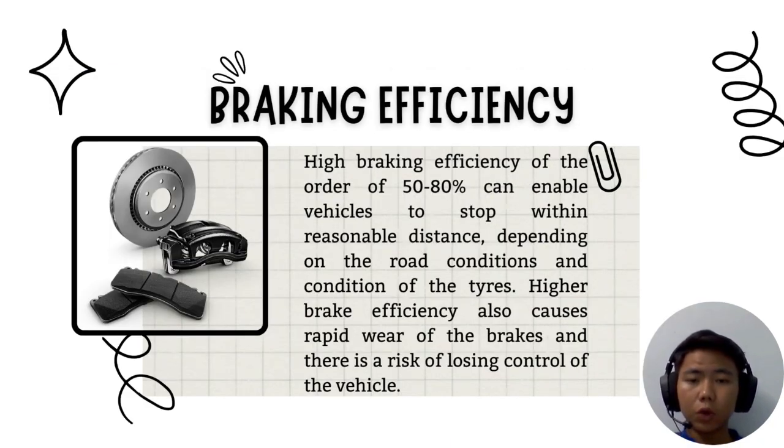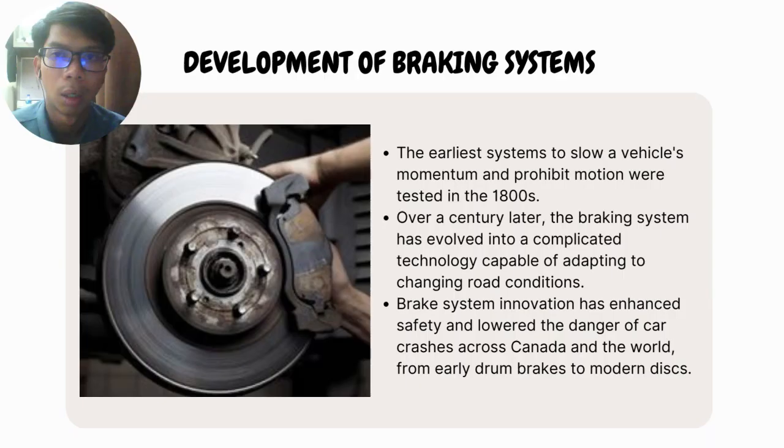Next, we go to the braking efficiency. A high braking efficiency of the order of 50 to 80% can enable a vehicle to stop within a reasonable distance, depending on the road condition and condition of the tire. Higher brake efficiency can also cause rapid wear of the brakes and there is a risk of losing control of the vehicle. Alright, I will continue the presentation, where I will explain the development of the braking system.